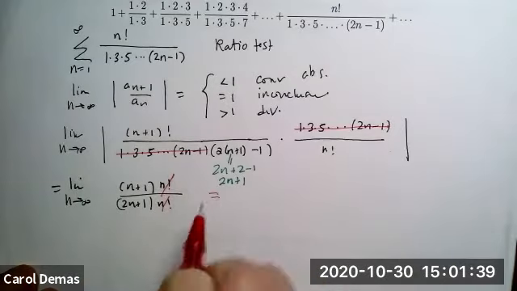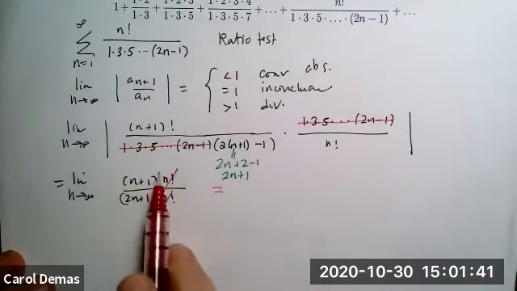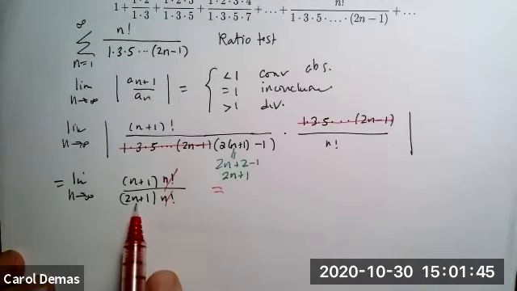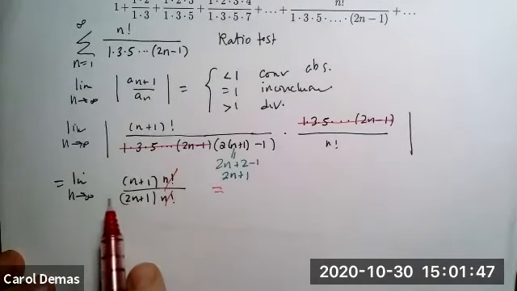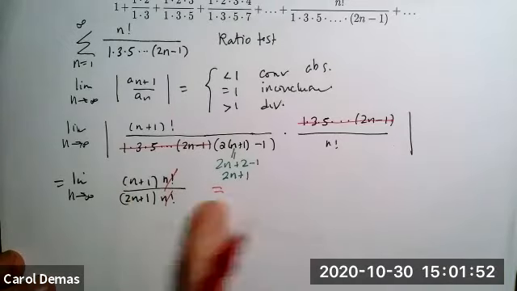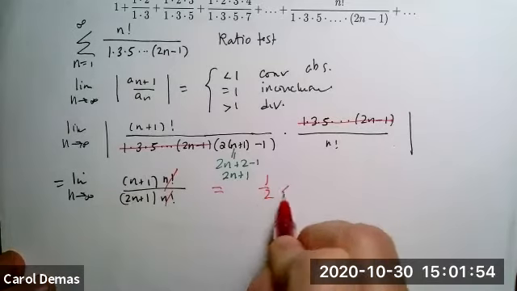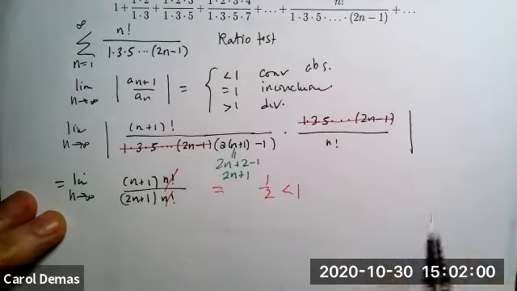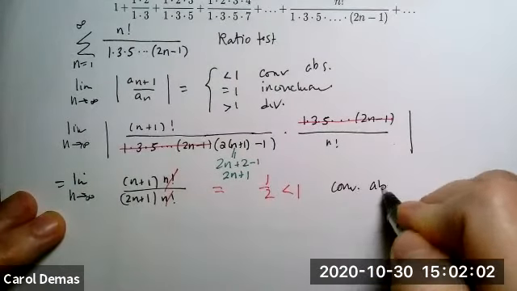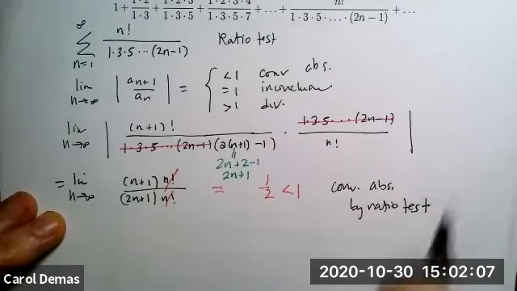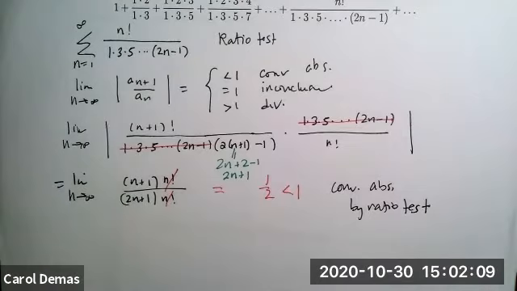So what is this limit going to give us? We have numerator polynomial degree 1, denominator same degree. So the limit as n goes to infinity is going to be the ratio of their leading coefficients, which is 1/2, which is less than 1. So what's our conclusion? Converges absolutely by the ratio test. Okay. Questions?